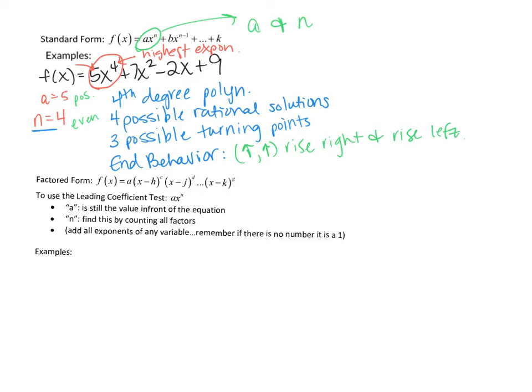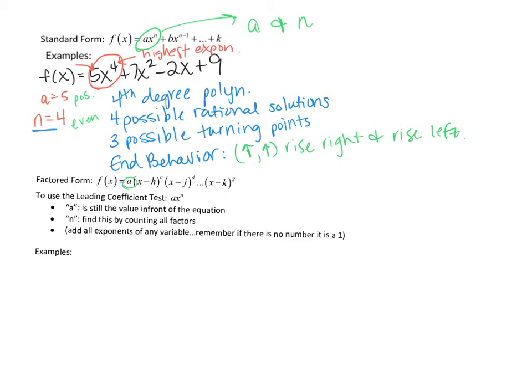Now, if I'm looking at factored form, the good thing about factored form is that in a little bit, when we try to find our solutions, it's so much easier to find them. However, to describe it, I'm going to have to do a little bit of thought here. Not too much, just a little bit. What I do notice is that it already does have the a, so I can immediately tell what the a is because it's still in front of the equation. However, I cannot see what the n is.